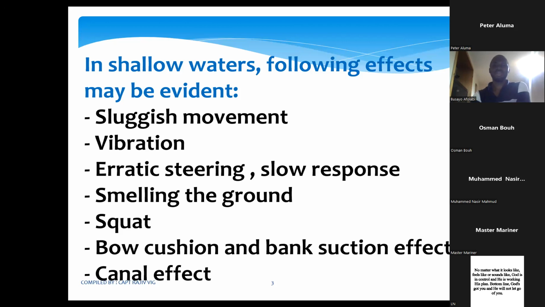Does anybody have any question to ask? Yes, I have a question. So, for example, if we are going into the port, usually the pilot will ask, what is your freshwater draft? So now, why is it that we don't put this squat into consideration in giving out the draft?